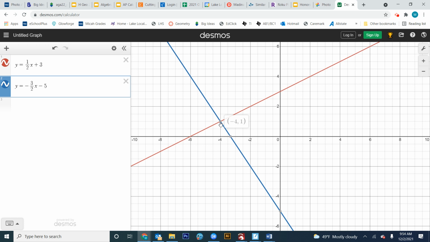Did you get negative 4, 1? Do you think they always come out as nice whole numbers for the x and y? Could it be like negative 4.1, 1.73? Yeah. So that's where graphing by hand with the straight edge is helpful to get close, but it's not as precise as something like this. Any issues graphing or typing in the fractions and the negatives? You guys all right?